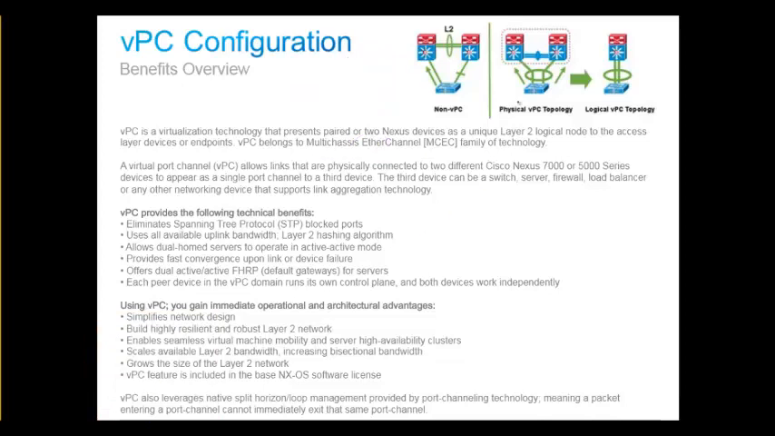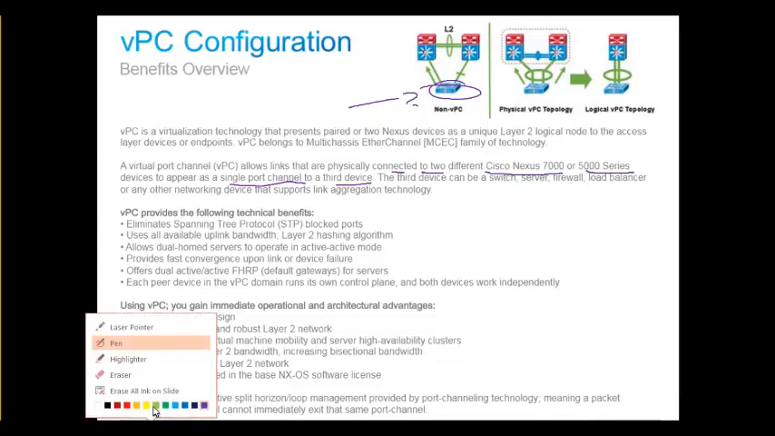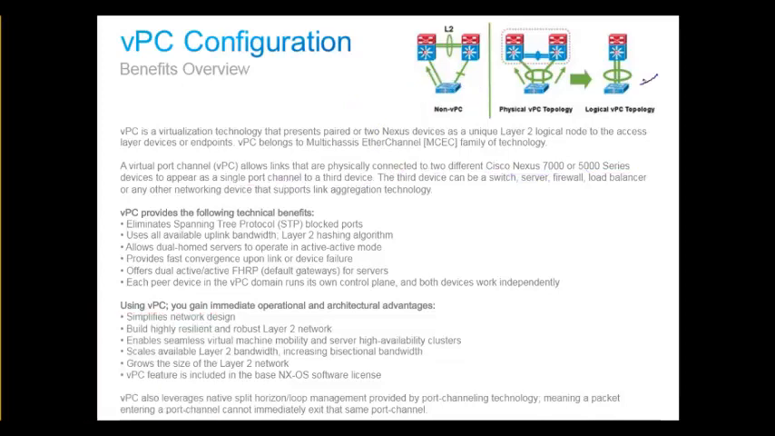Now, virtual port channel allows the links that are physically connected to two different Nexus switches or 5000 series devices to appear as a single port channel to the third device. Down here is the third device. For the third device, these two appear as one single device.